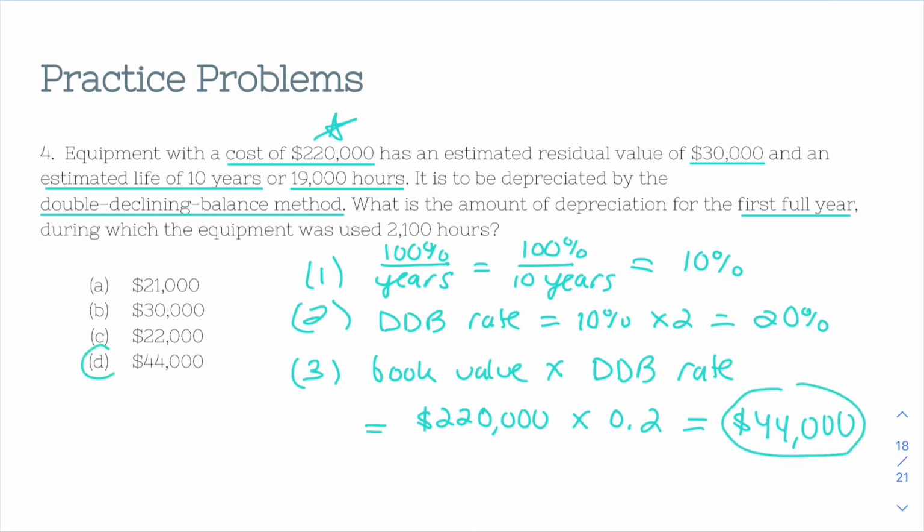And then if you were to proceed forward, you just have to remember first that your book value changes each year, and book value is equal to the initial cost minus accumulated depreciation. So for year 2, your book value would be that initial cost of $220,000 minus this $44,000 that you depreciated in year 1, and then you would proceed forward. And then second, you need to remember that you cannot depreciate below residual value. But this was just asking us for year 1 depreciation, and that is $44,000.